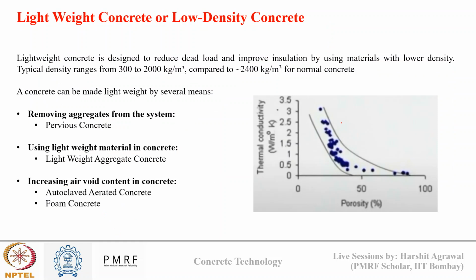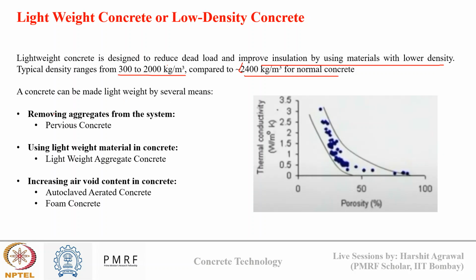Now, opposite to heavyweight concrete, we have lightweight concrete or low density concrete. Lightweight concrete is designed to reduce the dead load and improve the insulation by using material of low density, and its density is typically in the range of 300 to 2000 kg per meter cube, which is much lower than the conventional concrete density.